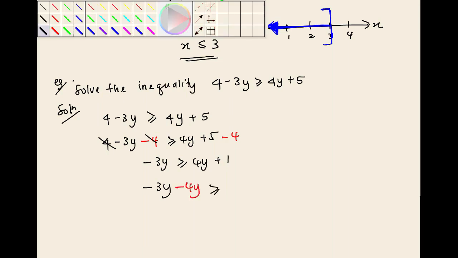I have to do the same thing, so that I can remove 4y. So now this can be cancelled. So the right hand side becomes 1. Okay. And then on the left hand side, you get negative 7y.